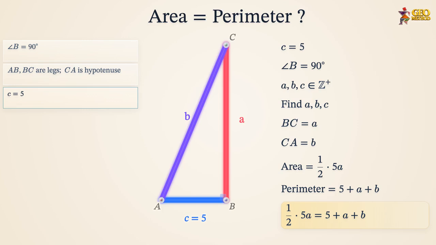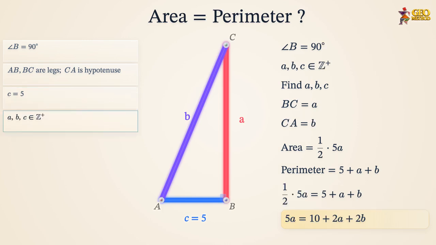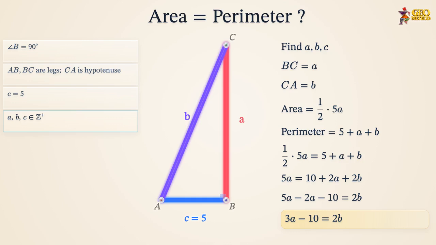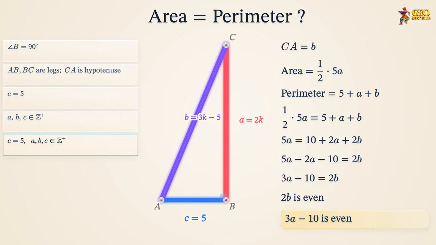This single equation is where the geometry problem becomes an arithmetic one. Clear the fraction immediately. Multiplying by 2 prepares the parity argument without changing the meaning of the equation. Collect the a terms on the left and keep the hypotenuse term on the right. Freeze the cleaned relation: 3a minus 10 equals 2b. The right side is visibly even, and that is the clue. Because 2b is even, 3a minus 10 must also be even.